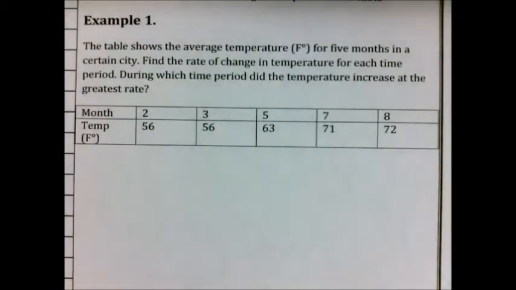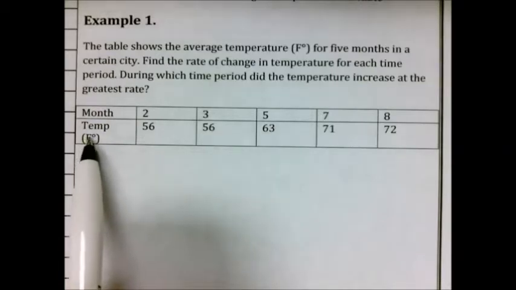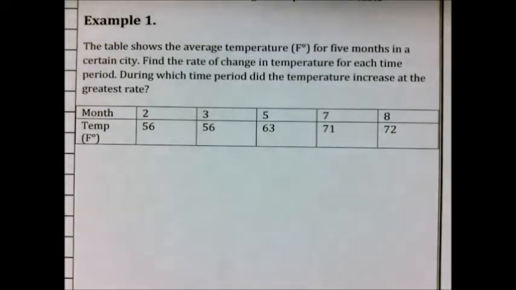So example 1 says the table shows the average temperature in Fahrenheit for 5 months in a certain city. Find the rate of change in temperature for each time period. During which time period did the temperature increase at the greatest rate? Okay, so we've got this table given here, and we have to figure out the rate of change based on the independent variable and the dependent variable. Now the independent variable is the one that things depend on, right? That's the temperature. The dependent variable is going to be the months.